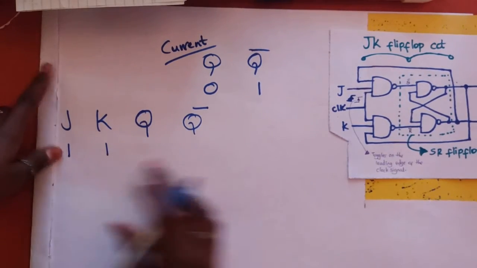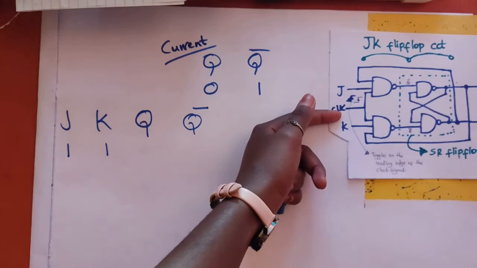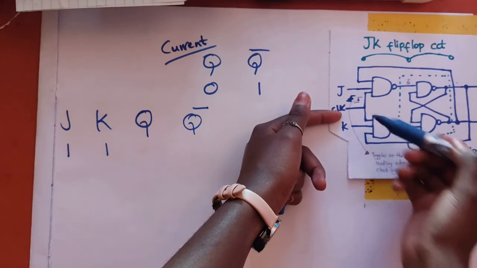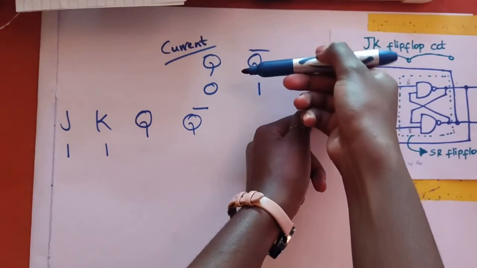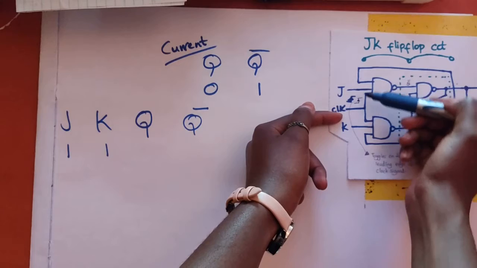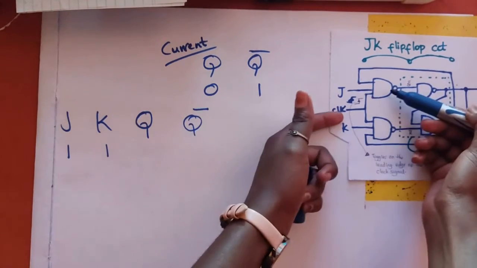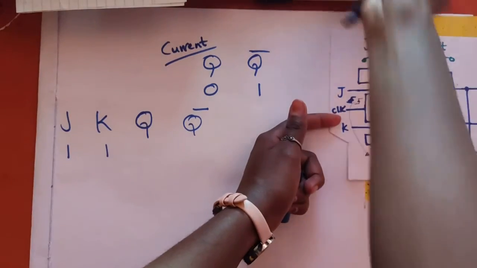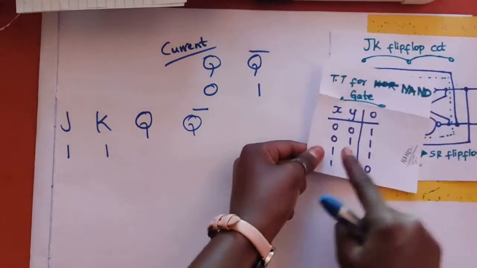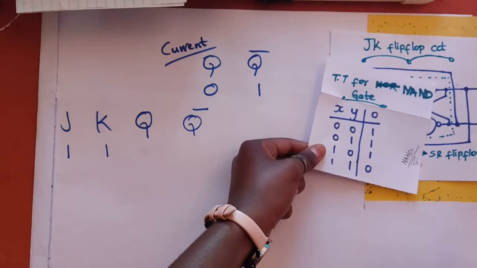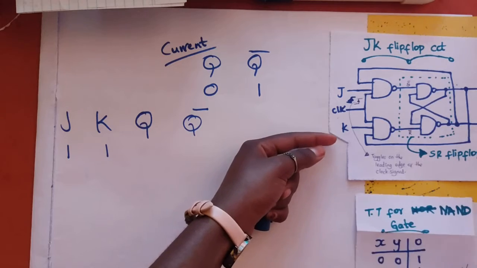When we have a 1 and a 1, the clock must be high for this circuit to work, just like the SR flip-flop. The clock must be high. When it's low, then the state, what is in memory, is maintained. So when the clock is high, this is 1 and this is 1. Then we have this at the output. Remember, this is a NAND gate, and this is our truth table, just as we looked at in the previous two sessions. So now we will use that.